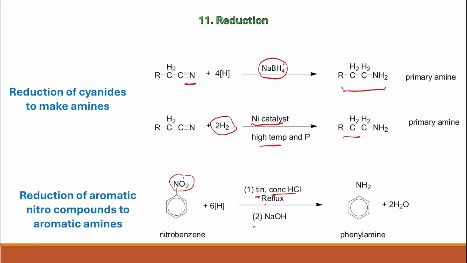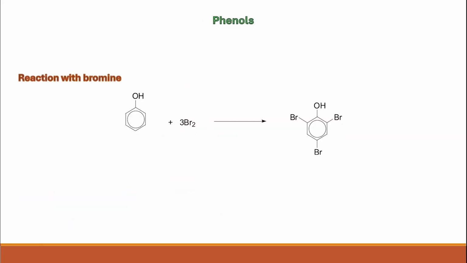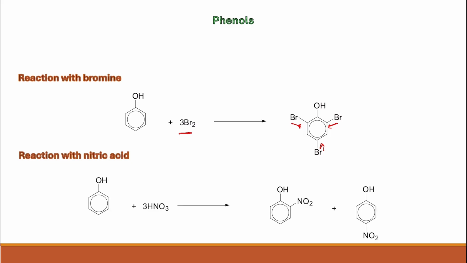Phenols, so the phenols are these compounds which are aromatic and have an OH on the benzene ring. These are the phenols. The type of reaction you need to know for the phenols is the bromination step. So with bromine, the phenol will give you the tribromophenol, and the position of substitution will be on carbon 2, 4, and 6. Reaction with nitric acid for phenols will give you either the 2-nitrophenol or 4-nitrophenol, a mixture of these two. It's not going to be tri-substituted like with the bromine.